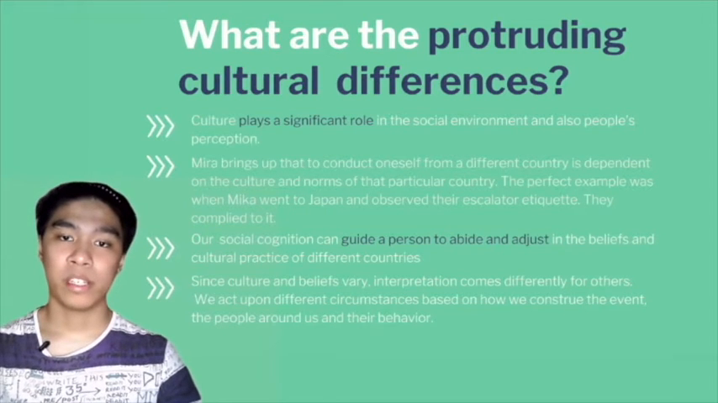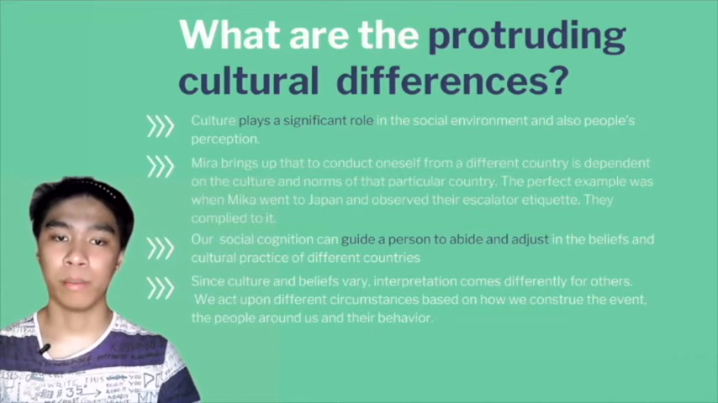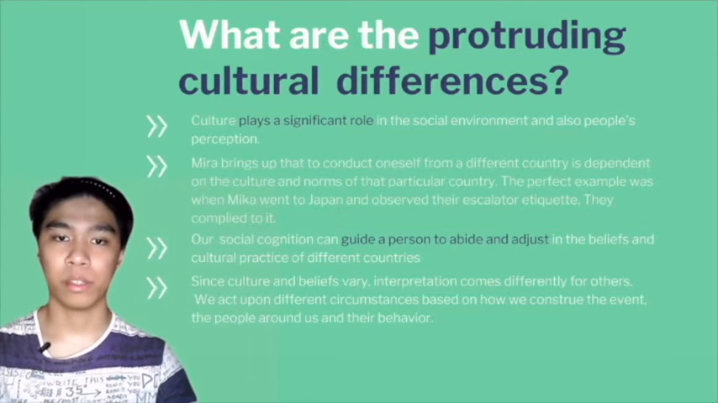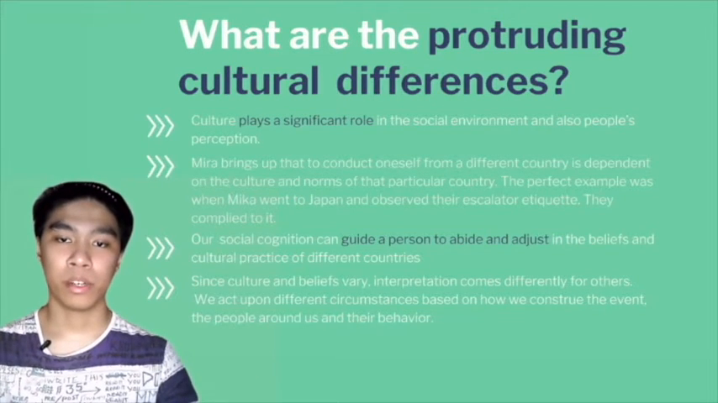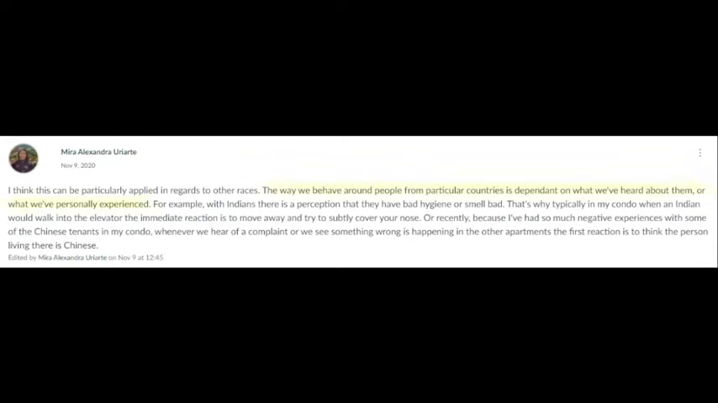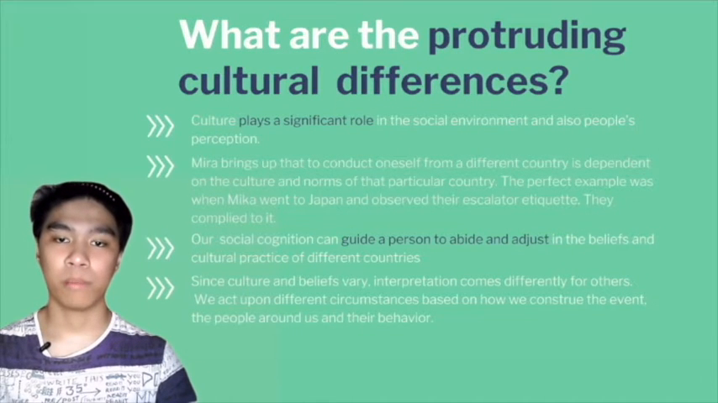Culture also plays a significant role in the social environment as well as people's perception. In the comment by Mira Oriarte, she mentioned that how one conducts oneself in a different country is dependent on the culture and norms of that particular country. A good example, based on Mika Awid's comment, is that when her family went to Japan, she observed that one must stand on the left side of the escalator instead of the right side, as the right is for walking, given that the rules are different.